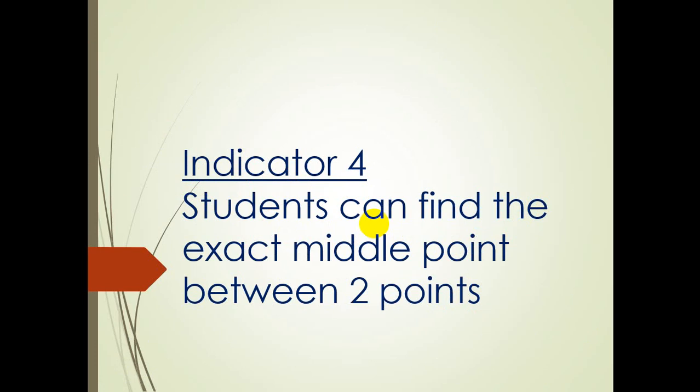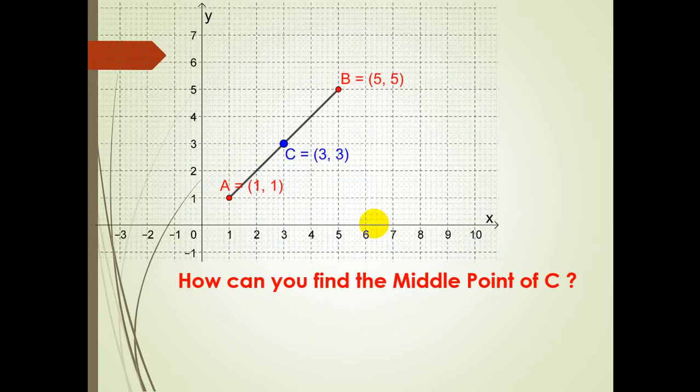Indicator number 4. Here, students can find the exact middle point between 2 points. Okay. Here we have point A with the coordinate of 1, 1 and B here 5, 5. Can you find the middle point between those points? Maybe some students will try using a ruler, measure it and divide the result by 2, so the answer is 3, 3, right?